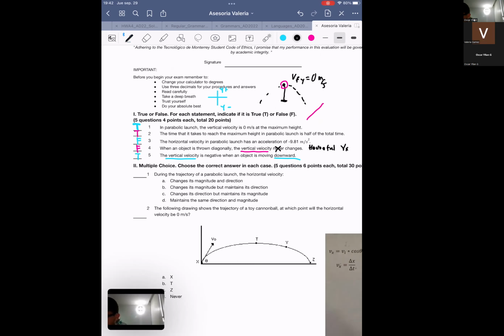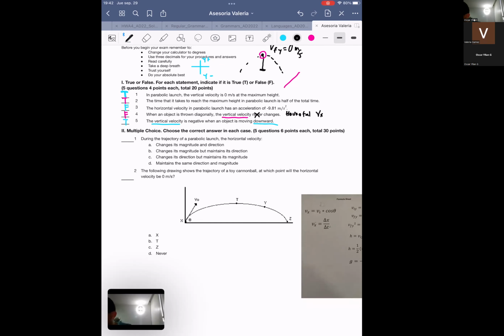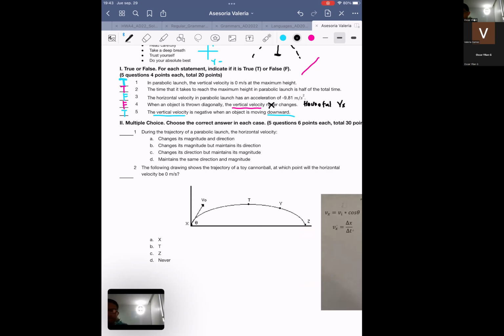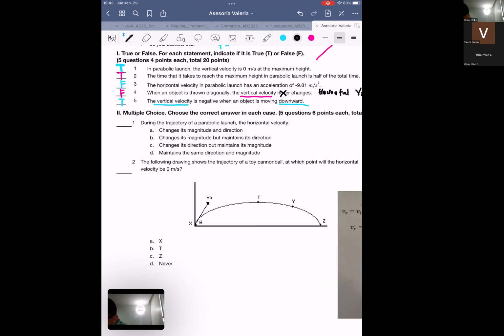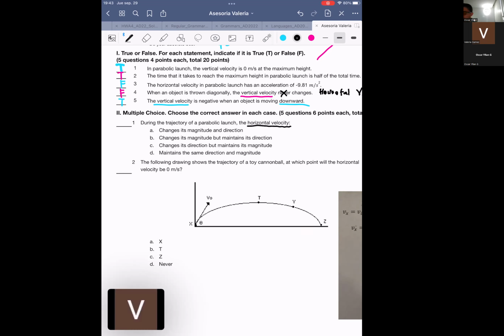Let's continue. It says, during the trajectory of a parabolic launch, the horizontal velocity, okay, let's read them. What do you think? A, it says changes its magnitude and direction. We are talking about horizontal velocity. Does it change its magnitude? No, so this one cannot be. Letter B, changes its magnitude but maintains its direction. The horizontal velocity, no. Perfect. Letter C, changes its direction but maintains its magnitude.